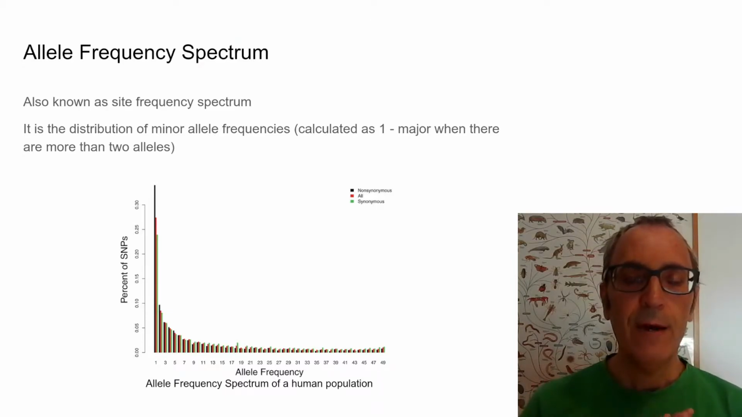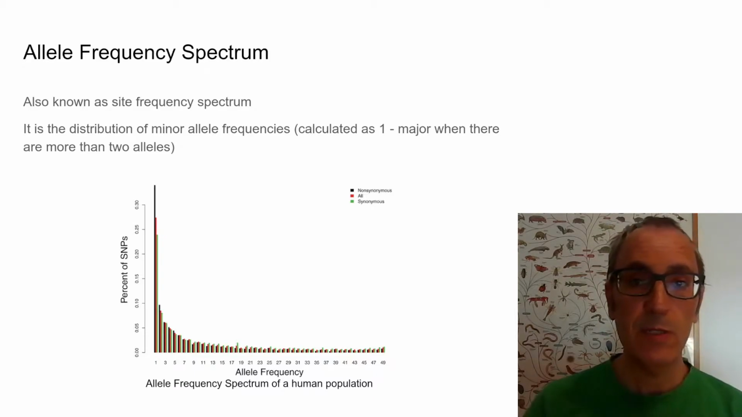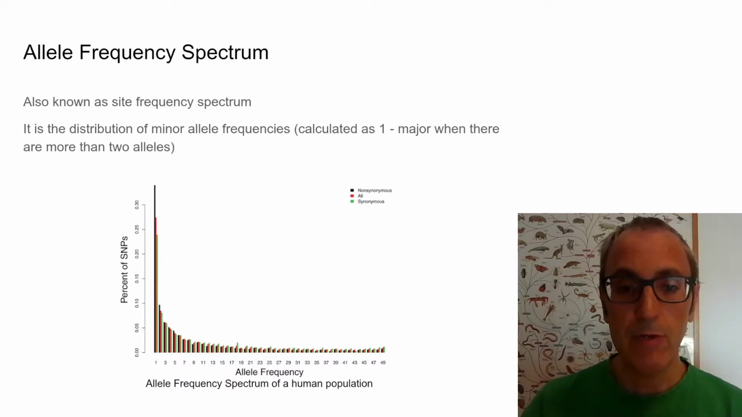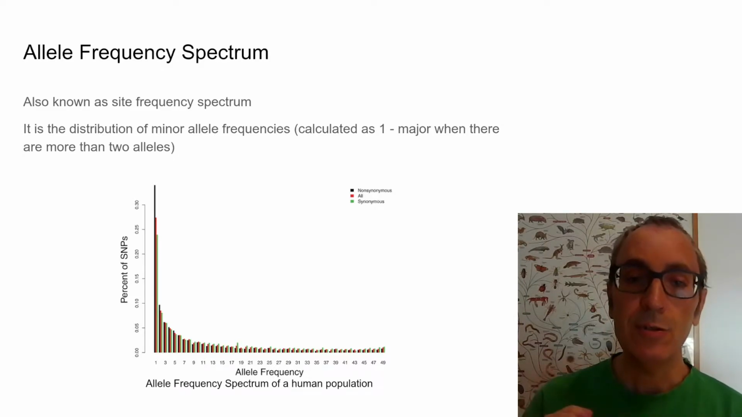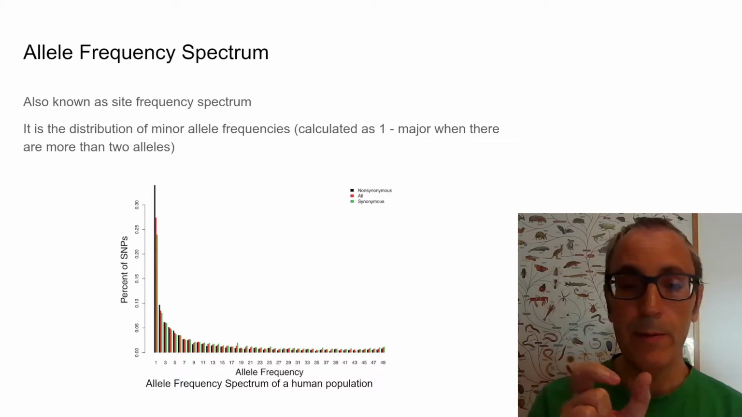When we have calculated the major or minor allele frequencies for many loci in the population, like for instance thousands of SNP markers, we can create a histogram of the allele frequencies. How many markers do we have in which the minor or the major allele frequencies are within a bin?